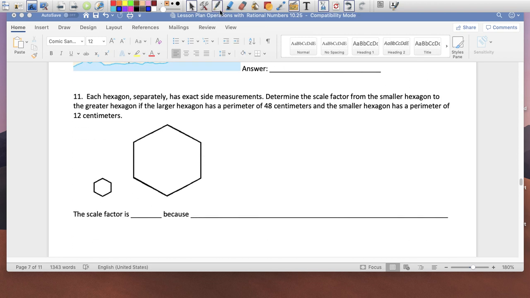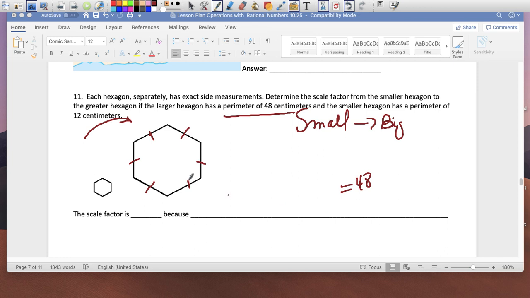11, so this one is interesting. We have 2 hexagons. We want the scale factor from the smaller to the larger, so we go from small to big. But you're going to say, I don't have any numbers. Well, it's okay. The larger one has a perimeter of 48. So this plus this plus this plus this plus this plus this equals 48. How many sides do we have? 1, 2, 3, 4, 5, 6. So if I divide 48 by 6, I get 8. So every side is 8.